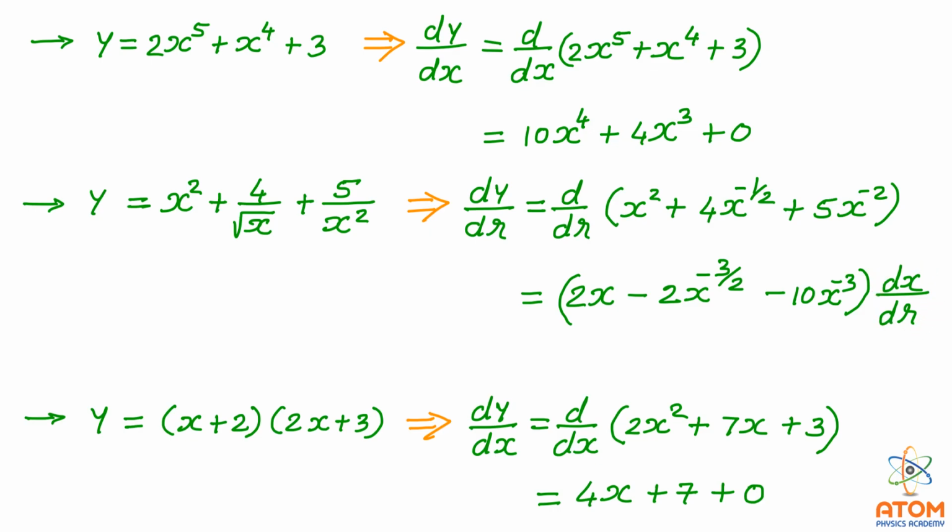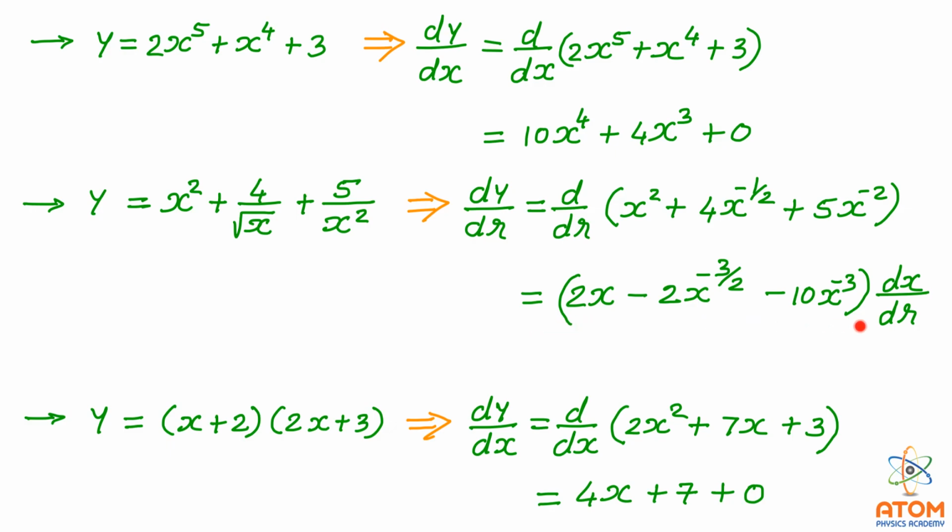And differentiation of 5 x raised to minus 2. Here 5 will remain as it is, and differentiation of x raised to minus 2 will become minus 2 x raised to minus 3. So that minus 2 and 5 will be multiplied, and that is minus 10 x raised to minus 3, and dx by dr, that is again taken common outside.